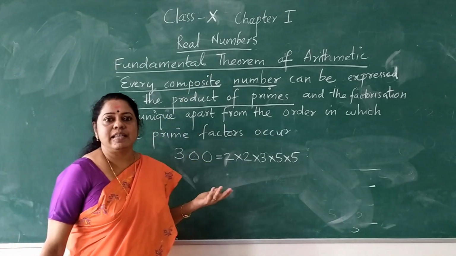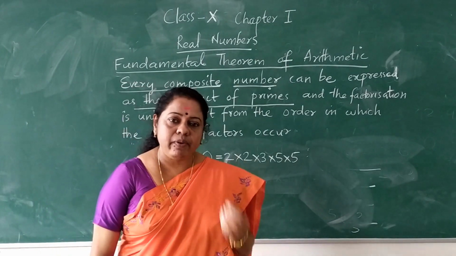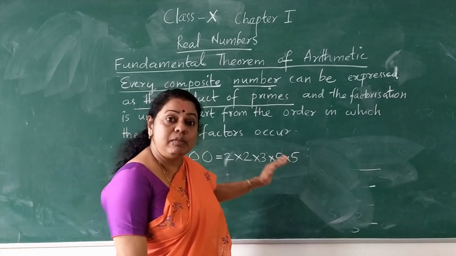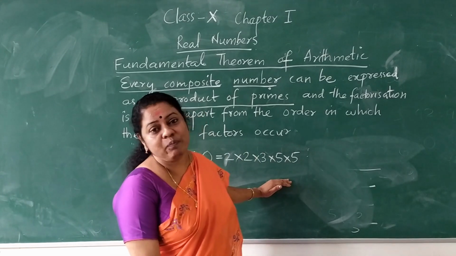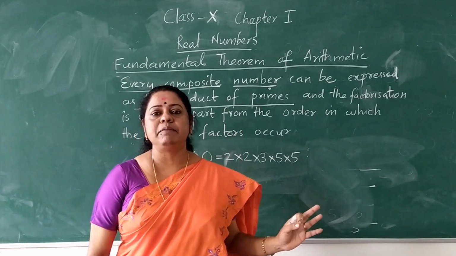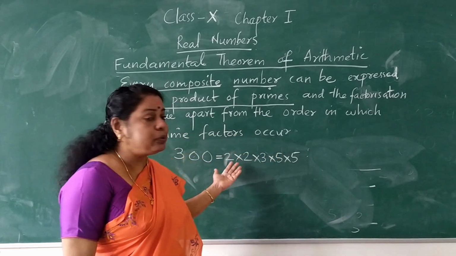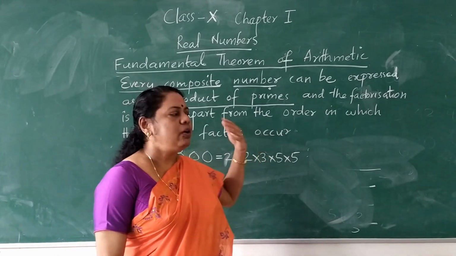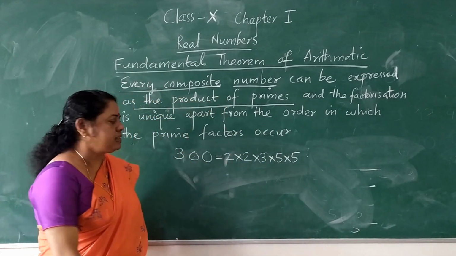You can take any example, any composite number other than this 300, and find out the prime factorization. You can see that we can write it as a product of prime numbers. Try to take any other number and show that it can be expressed as the product of primes. That's possible. Okay. Now coming to the second part.